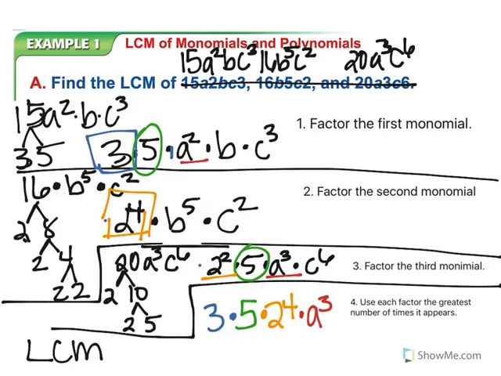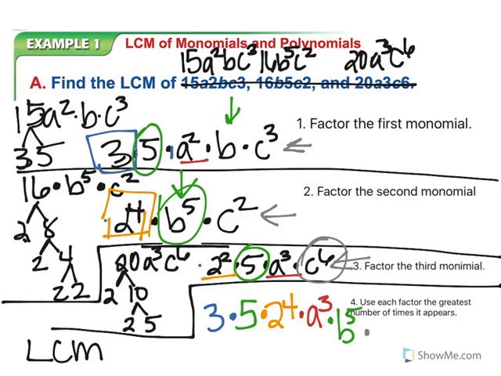Let's look at our b's. We have 1b here in the first one. We have 5 in the second and none in the third, so we're going to use the biggest one, so b to the 5th. So times b to the 5th. And the last one, we need to look at our c value. We have 3 in our first monomial, we have 2 in our second, and we have 6 in our third. So 6 is the biggest one, so times c to the 6th.